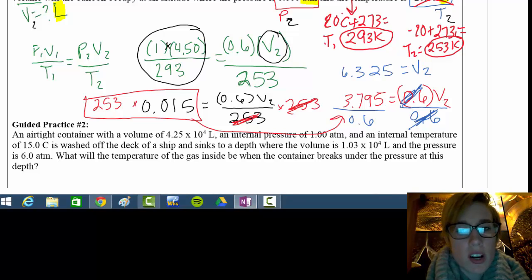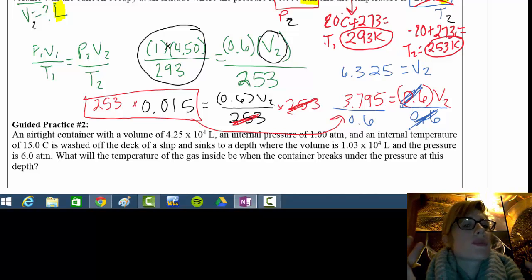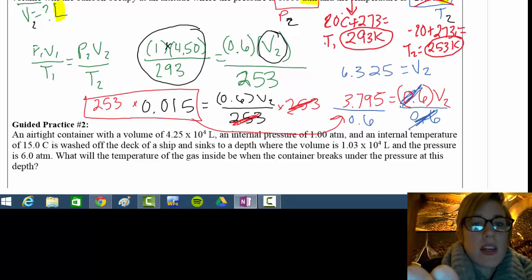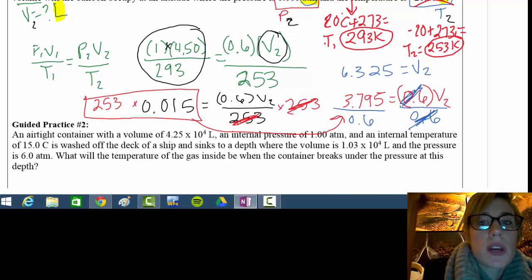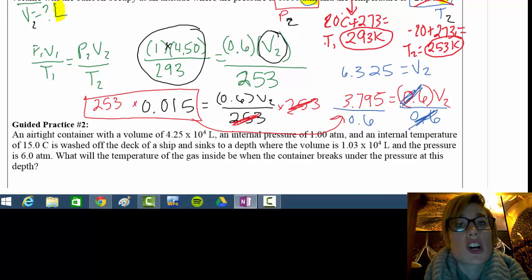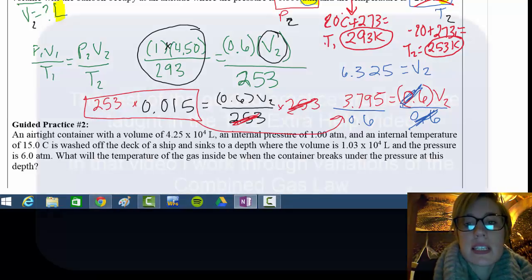Before we're done and we box our answer, we need to make sure we know what our units are. Let's think back. One of the rules was same pressures and same volumes. We see that our units for pressure are the same, they're both ATM. The same applies for our volume. The volume we were given was in liters, which means our answer also has to be in liters because you've got to have the same unit. So this is liters.